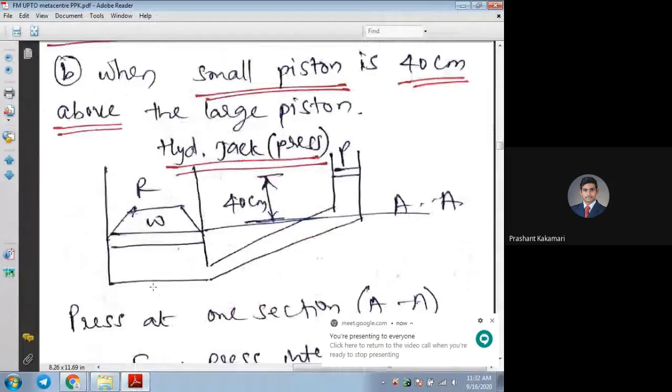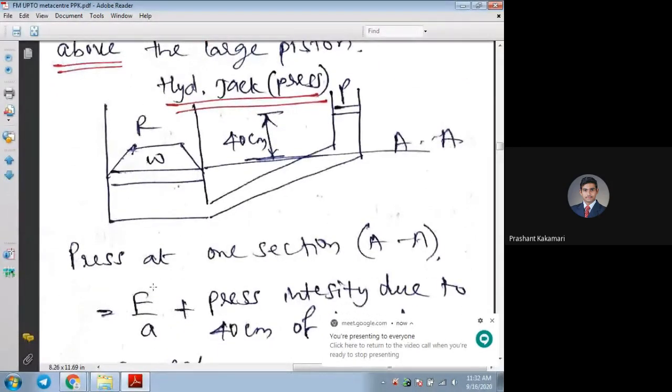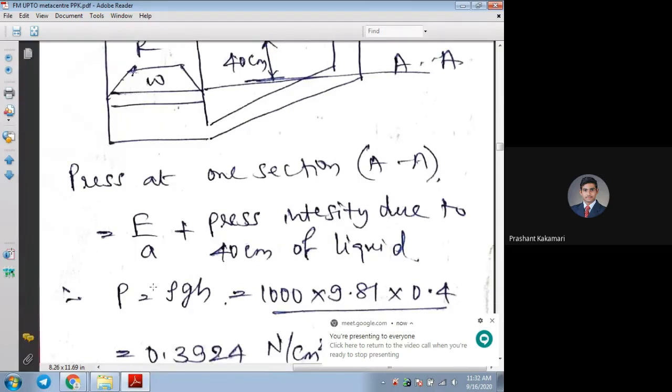Okay, in the second case, consider the case where it is 40 centimeter above the larger piston. Now again, at a given level, you can consider the forces acting. So pressure at one section, AA, if you consider, is force by area plus the pressure intensity due to the 40 centimeter of liquid. Now, can you tell me, force per unit area, as we know, is Pascal's law or rho g, but the pressure intensity due to the 40 centimeter of liquid, from which law have they written this?